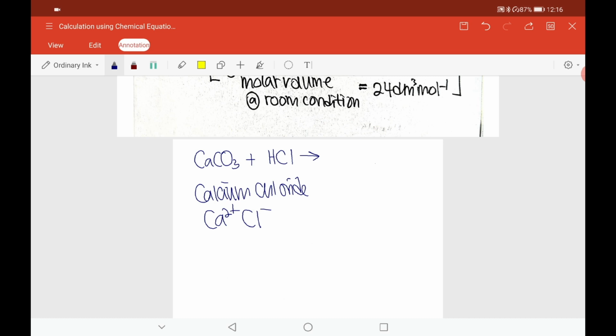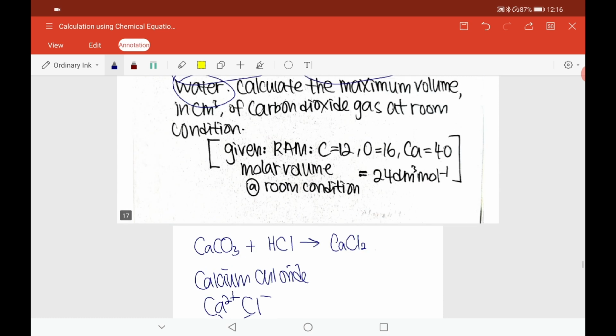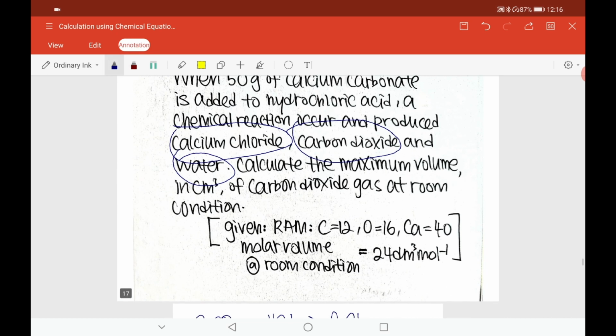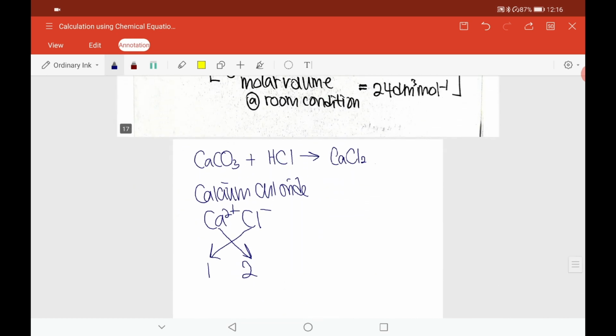Okay, so we do a cross method because the charge is different. So the answer is CaCl2. CaCl2 is the formula for the calcium chloride. We also have two more products, which are carbon dioxide and water. So let's put in the carbon dioxide, CO2, and let's put in the water, H2O.